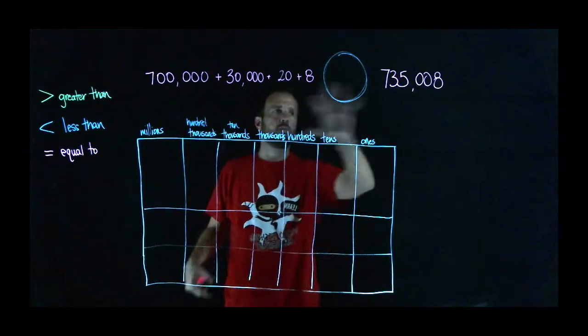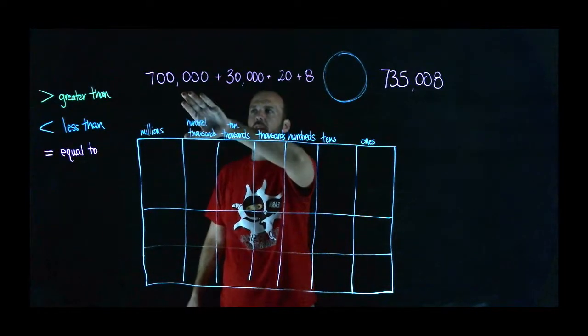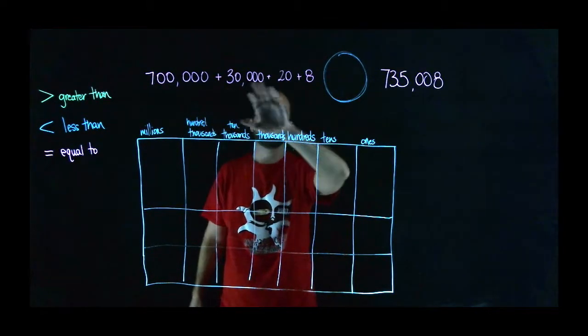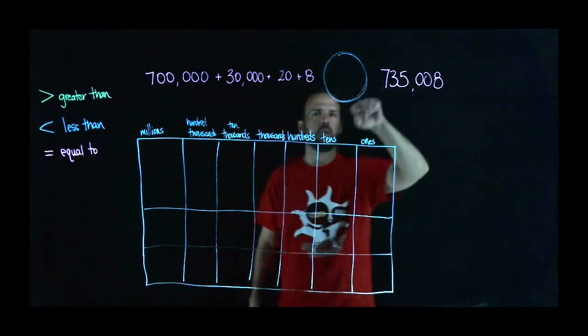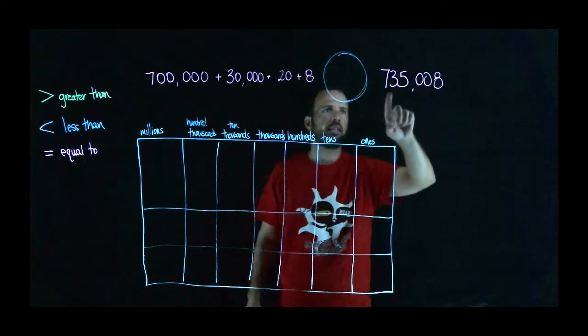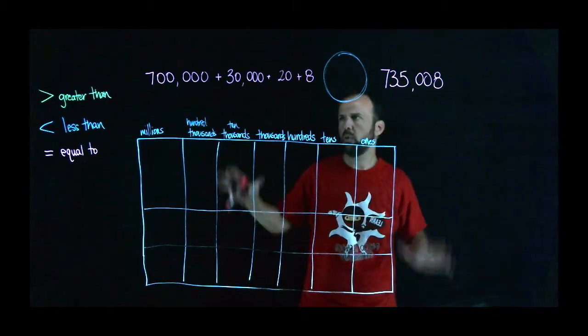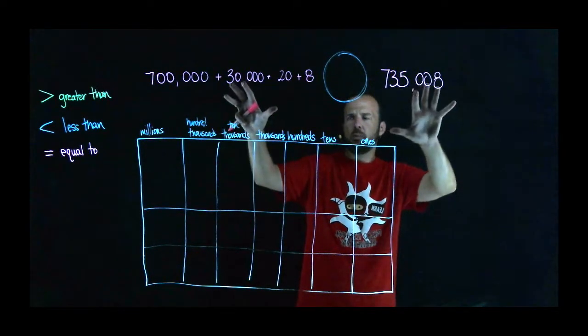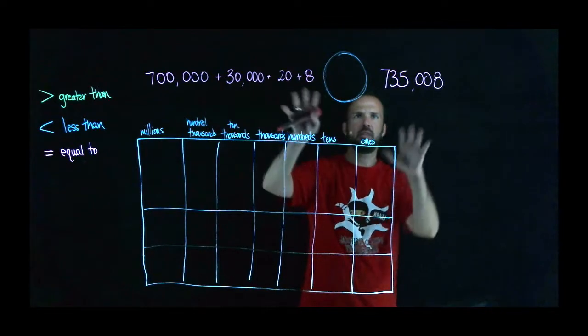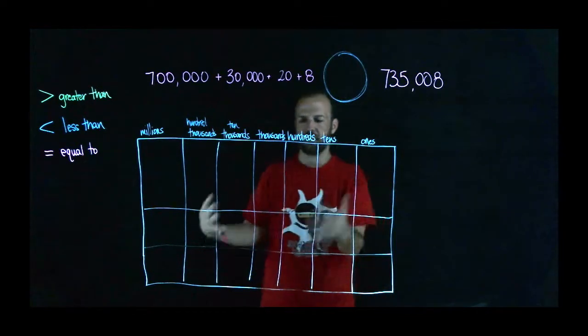Okay, so I have two numbers written up here. I have 700,000 plus 30,000 plus 20 plus 8, and we're going to compare them using greater than or less than 735,008. So I've got these two numbers here. How can I compare them since they're in different forms? I can't, can I? Stack them up the right way?